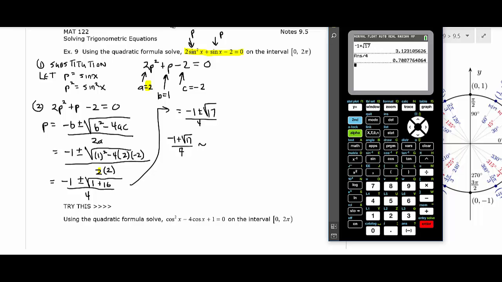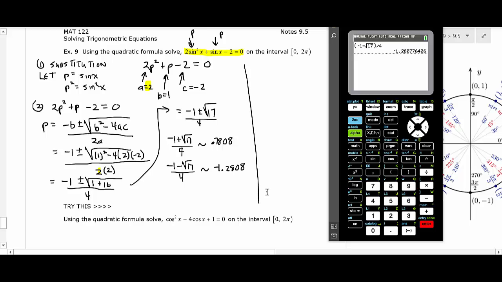Okay, and I'm going to round this off to, let's use 4 decimals again. So 0.7808 is what I'm going to round that off to. And then we have negative 1 minus root 17 over 4. So I'm going to do this in one step on the calculator. Negative 1 minus the square root of 17, and then all over 4, and then we'll record that. Okay, so that is going to be, to 4 decimals, negative 1.2808. Okay, so that was step 2, doing the quadratic formula.